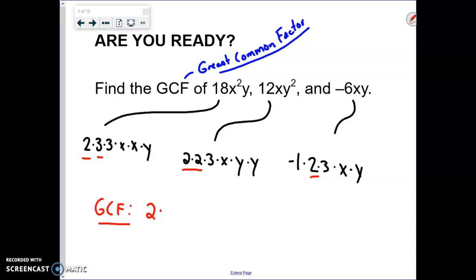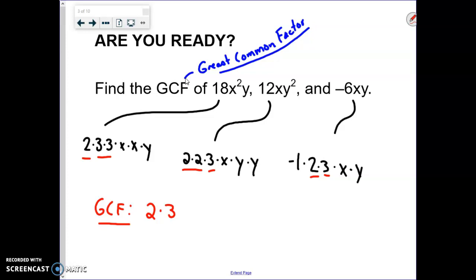Now, let's see if they all have 3's, and they do. This one has 2 3's, this one has a single 3, and this one has a single 3. So how many 3's do they all have in common? They all have one factor of 3. I know, again, this one has 2 factors of 3, but none of the others do. So a single factor of 3 is what they all have in common.